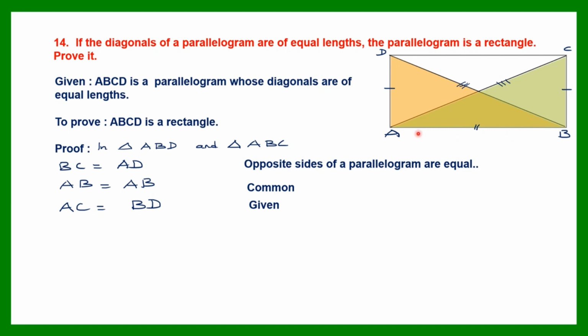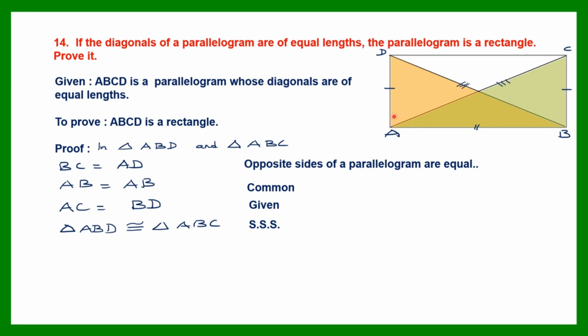Now we can say that these two triangles that we have marked here are congruent on the basis of what? Side, side, side. On the basis of that, we can say that these two triangles are congruent. So let's write that. We can say triangle ABD is congruent to triangle ABC, on the basis of side, side, side. So since these are congruent triangles, we can now look at the angles.